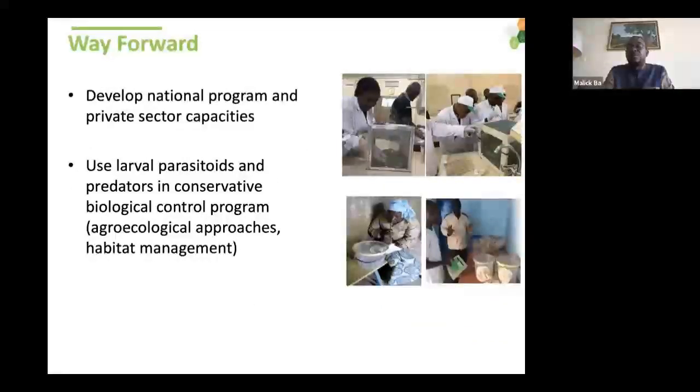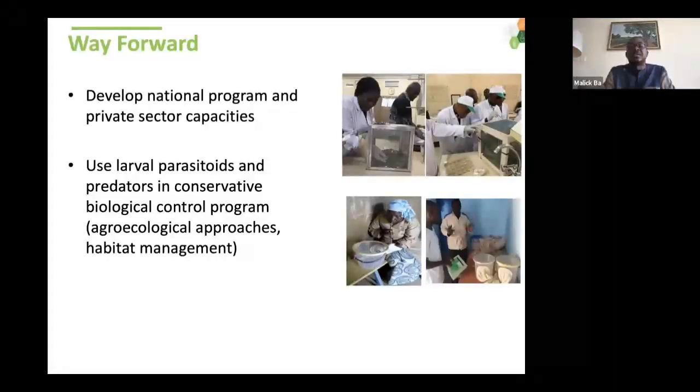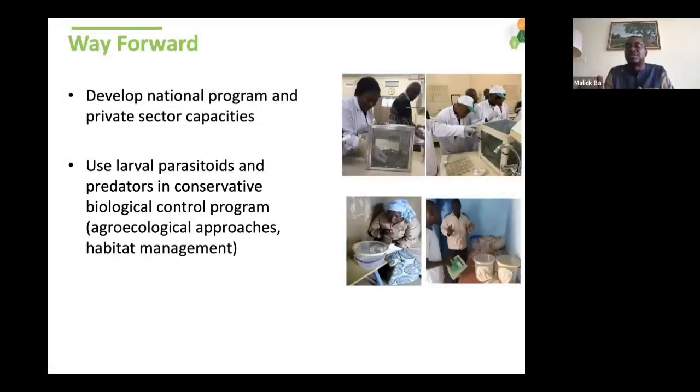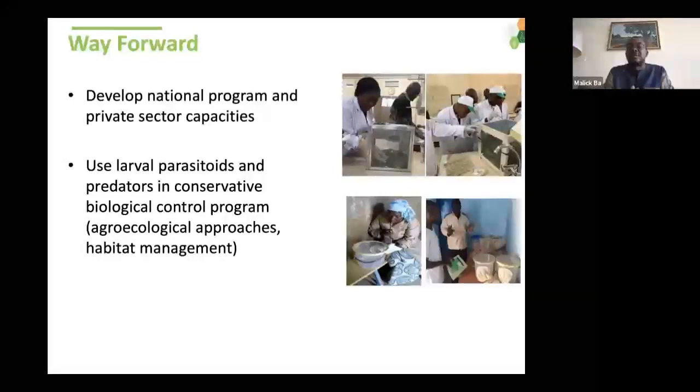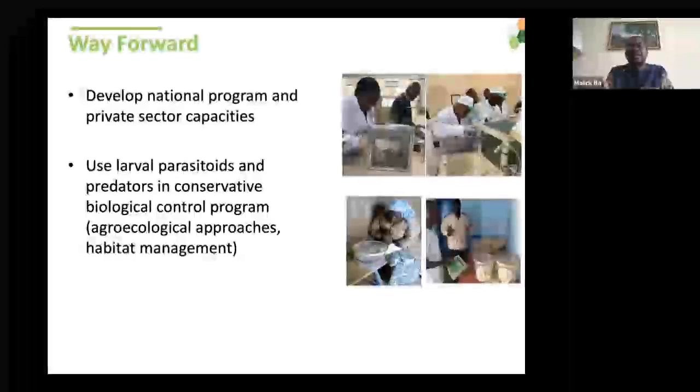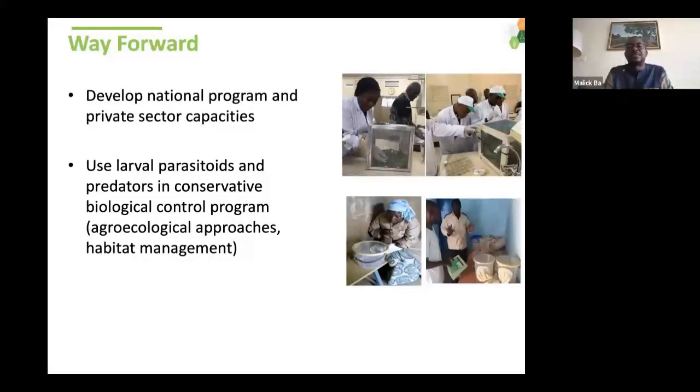So when you want to develop biological control, of course, you need to develop national programs and private sector capacities, because parasitoids have to be multiplied somewhere, produced and supplied to farmers. I don't know the context of the Philippines. Is there any willingness of farmers to buy biocontrol agents? But this is a model that we have been using in my place. Developing private companies or farmers' cooperatives to produce natural enemies and sell them to fellow farmers. This is something that is working in my place. But it has to be considered also in your place depending on your context.